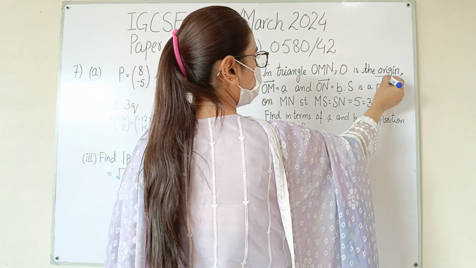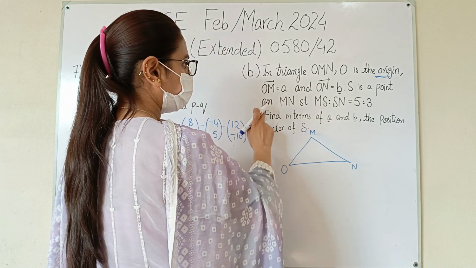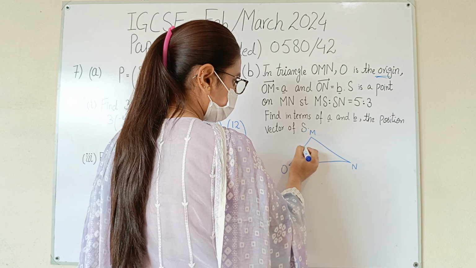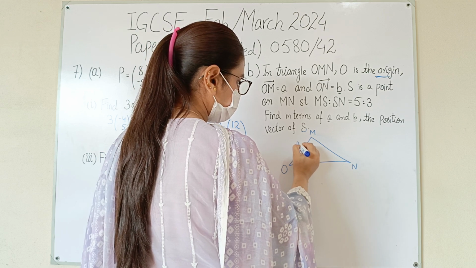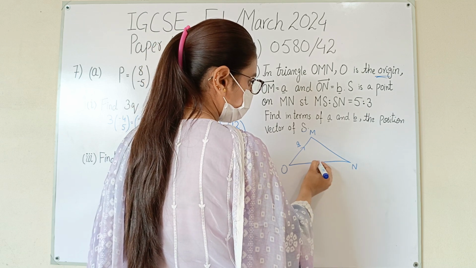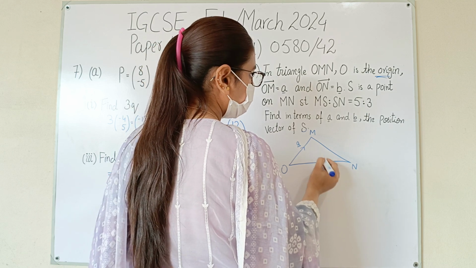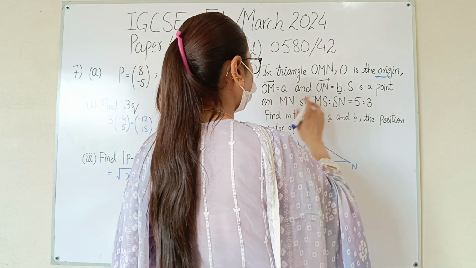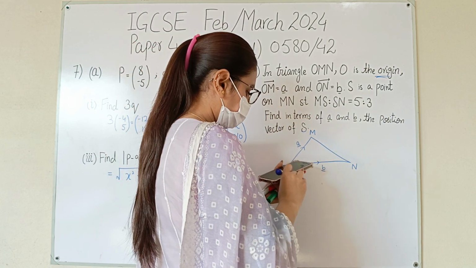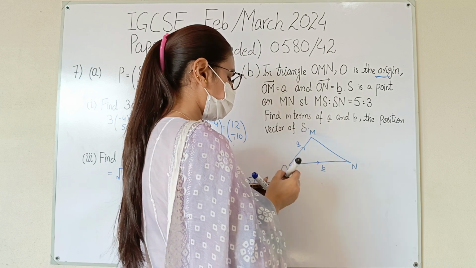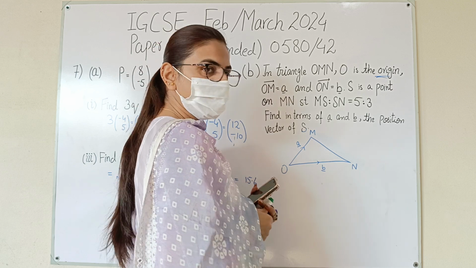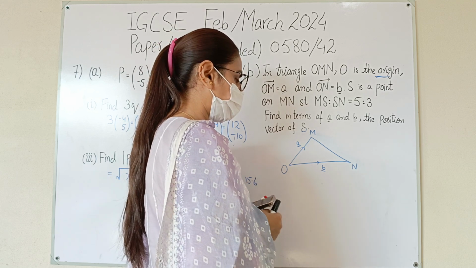Where O is the origin, this point is the origin. OM is a. From O to M, you have to draw vector a. And O to N, you have to draw vector b. S is a point on MN. S is a point over here, but you have to draw it in such a way that 5 parts are on one side and 3 parts are on the other side.